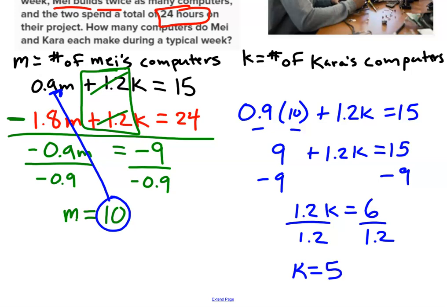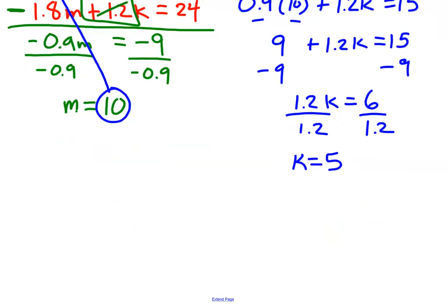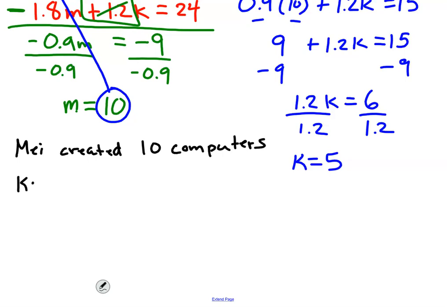So usually at the end of a word problem like that, you want to explain what you found. I'd say something like: Mai created 10 computers. Kara created 5 computers.